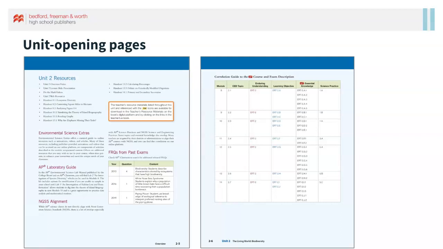In this section, you'll also find a list of released free response questions from previous AP Environmental Science exams that are related to topics in the unit. A detailed correlation to the course and exam description lists the AP Environmental Science Enduring Understanding, Learning Objective, Essential Knowledge, and Science Practices that aligns with each module in the book. Use a correlation guide to be sure that you are covering everything students need to know for the exam.